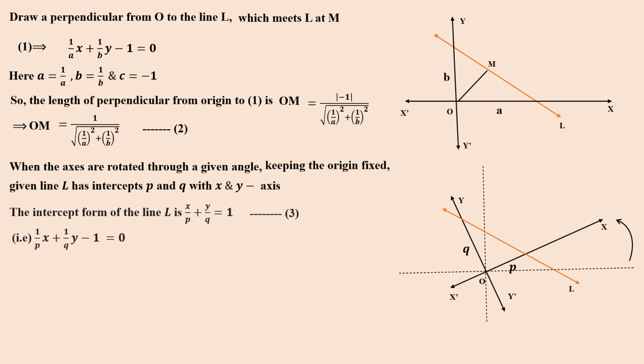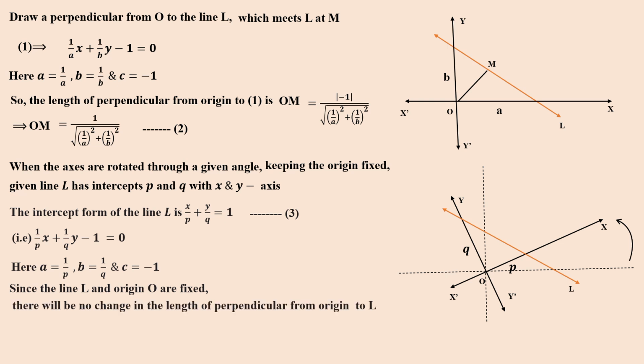So 1 by p x plus 1 by q y minus 1 equal to 0. So in the standard form, here a is equal to 1 by p, b is equal to 1 by q, and c is equal to minus 1. Because the origin is fixed and the line is fixed, the length of the perpendicular is also fixed. So there will be no change in the length of the perpendicular. This one is the same, OM only.